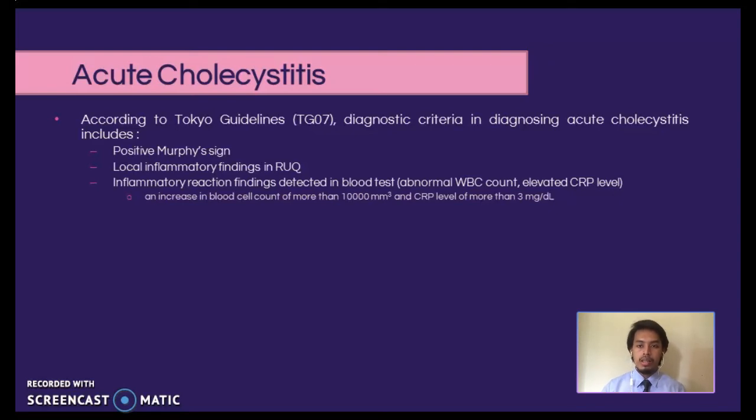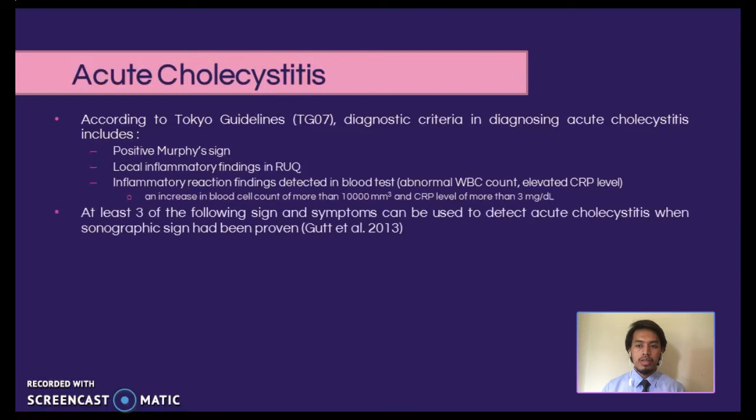Moreover, Gutt et al. demonstrated that adult patients with the signs and symptoms of acute cholecystitis can be detected when at least 3 of the criteria below have been fulfilled, such as abdominal pain in the right upper quadrant, Murphy sign, leukocytosis, or rectal temperature above 38 degrees Celsius. These patients are eligible for enrollment when sonographic signs of cholecystitis have been proven.